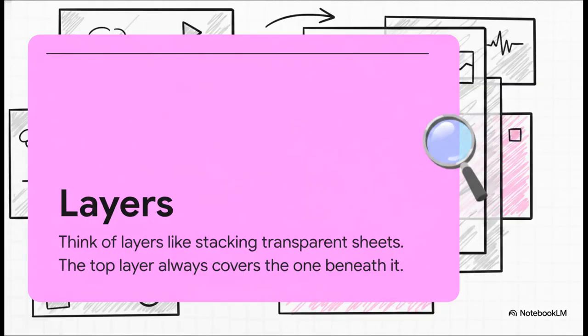The easiest way to think about these is just like stacking clear sheets of plastic on top of each other. Whatever you put on the top sheet is what everyone sees first. It's that simple. In CapCut, your main video is the bottom, and every time you hit overlay, you're just adding another sheet to the stack.